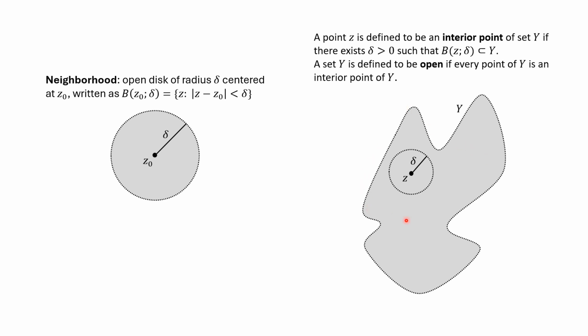If we included the boundary of y, then it would no longer be open, because at any point on the boundary, it would be impossible to draw a neighborhood about that point that's completely within the set.